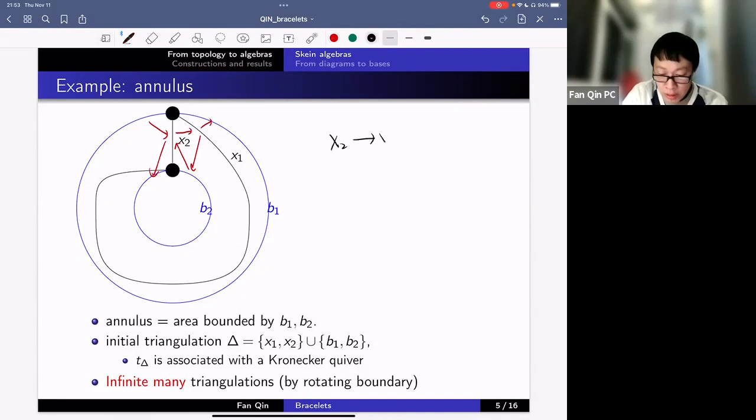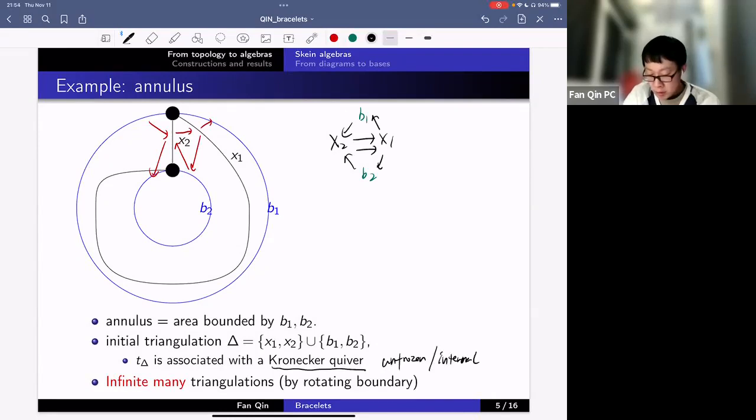So we have X2. There are two triangles contributing to two arrows from X2 to X1. And we have B1 and B2, and arrows from X1 to B1, this direction. You see immediately that if you only look at the unfrozen part, or say the internal arcs, for this quiver, that is X2 to X1, this is a Kronecker quiver, and its mutation theory is well known. Also this annulus has infinitely many triangulations by rotation around the boundary.